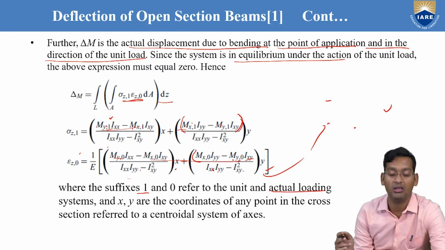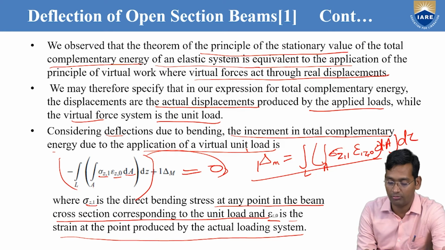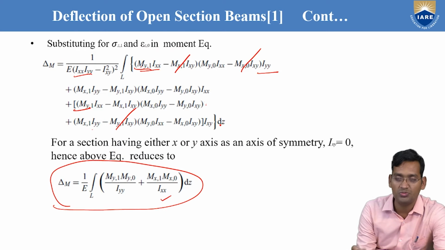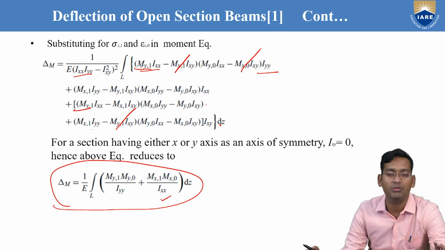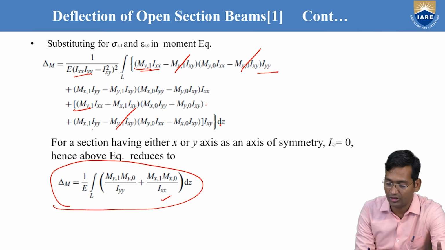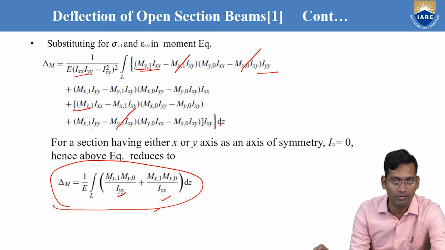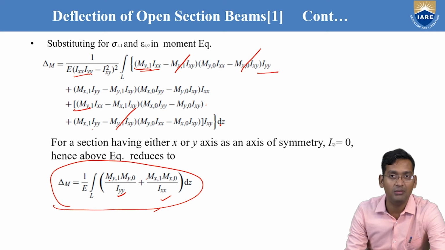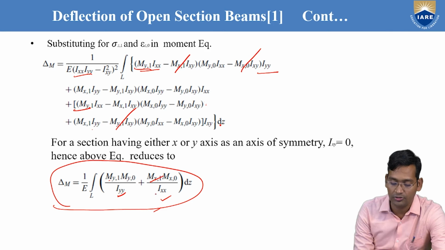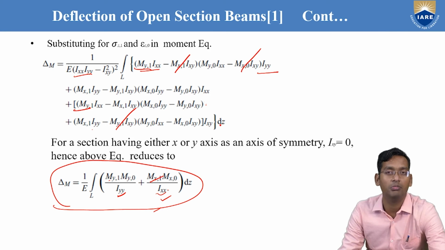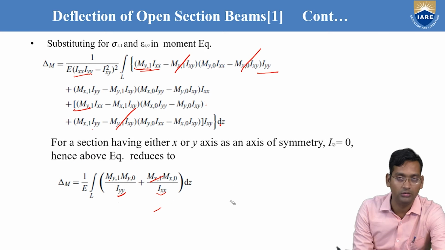Then you have to multiply and simplify. So instead of that, keep them in pairs. Then put the value of Ixy as 0, and then it becomes shorter. Then just expand and solve. So finally, you will get that delta m equals 1 by the integral over L of My comma 1 into My comma 0 by Iyy. So when y is there, that time Iyy. Similarly plus Mx comma 1 into Mx comma 0 by Ixx. Like that you can remember the formula that you finally have to derive.